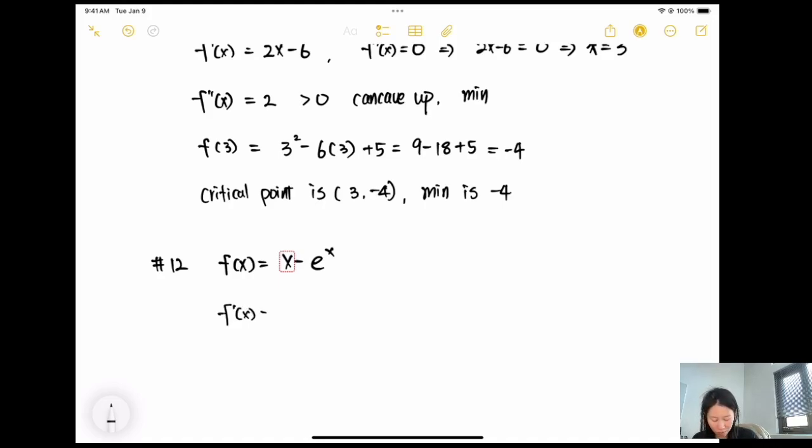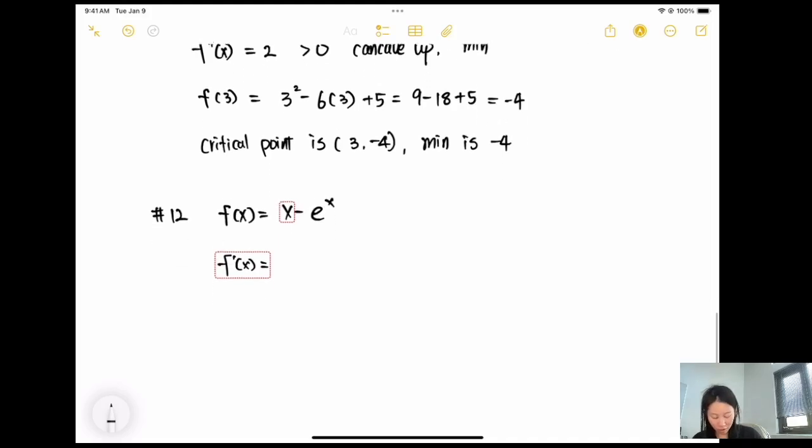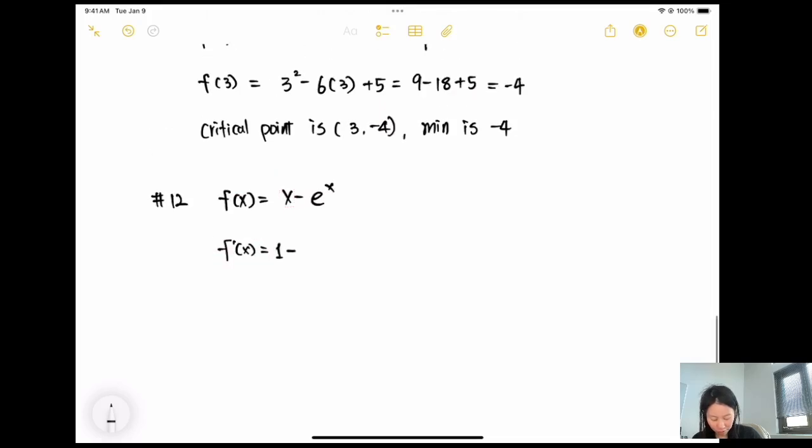First derivative. Well, this guy is easy because the derivative of e to the x is equal to e to the x. Now, we still need to do the second derivative, then we can find the critical point. For the second derivative, when you take the derivative of 1, it's equal to 0, so we don't need to do anything, and then minus e to the x. So that means it's equal to negative e to the x.